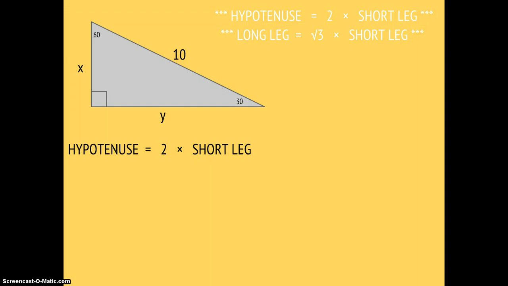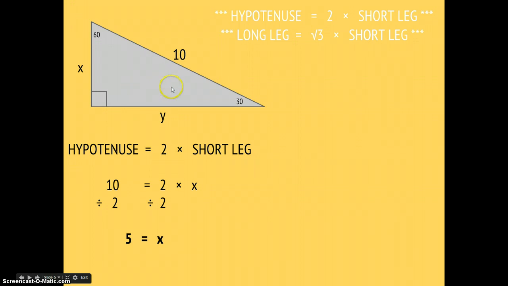Whatever side you know something about, that's going to set up the formula for you. If you know the long leg, then start with the long leg formula. If you know the short leg, I guess you can kind of pick. But here, we know the hypotenuse, so we're going to start with the hypotenuse formula. The hypotenuse here is 10. So 10 equals 2 times the short leg. So 2 times x is going to equal 10. Now, some of you know the answer, but divide by 2 anyway. And x here is 5. So the length of the short leg is 5.